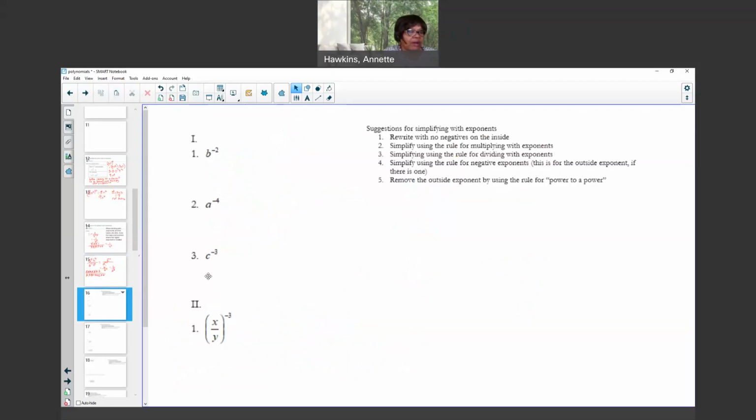Now, let's talk about negative exponents. So a negative exponent means reciprocal, okay? So let's talk about reciprocal.